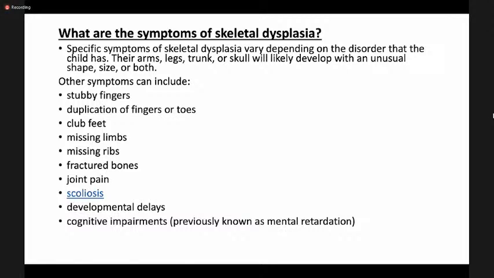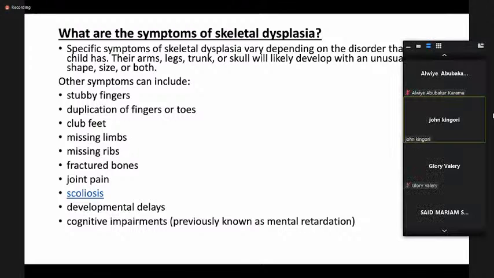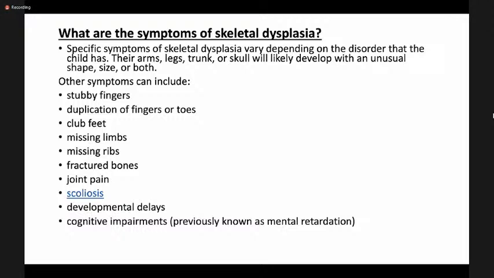Now, besides that, other symptoms that may be seen will include stubby fingers, duplication of the fingers or the toes, club feet, missing limbs, missing ribs, fractured bones, joint pain. There may be developmental delays. Again, they may have cognitive impairments, previously known as just mental retardation.